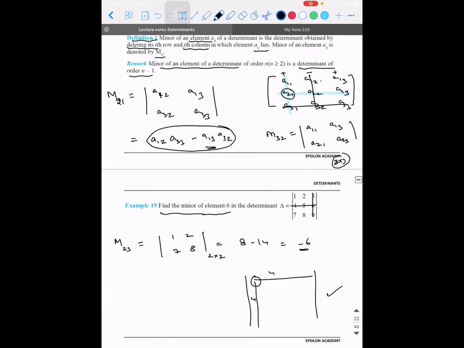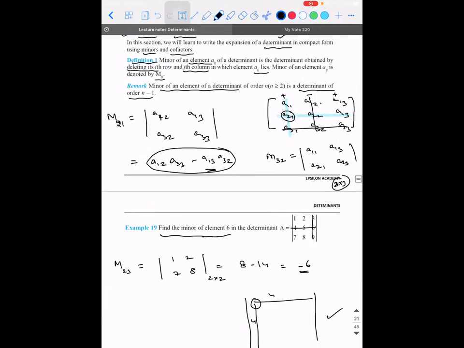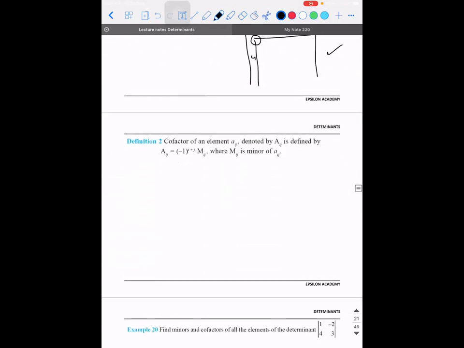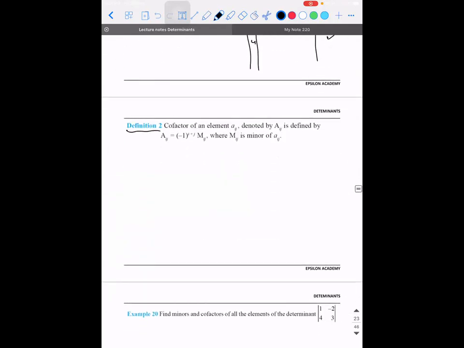Okay. I hope minor is clear. So one point to be kept in your mind, minor is going to give you a number. A positive number or a negative number, that is not our concern, but it will give you a scalar value. The next is cofactor. So cofactor of an element is what?